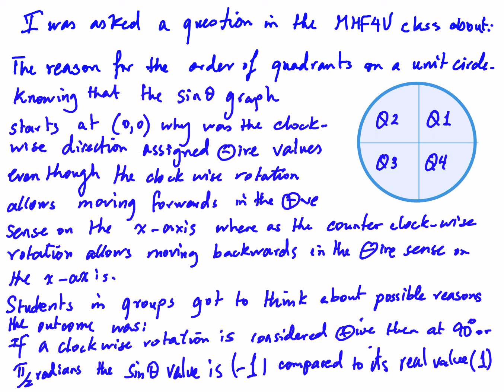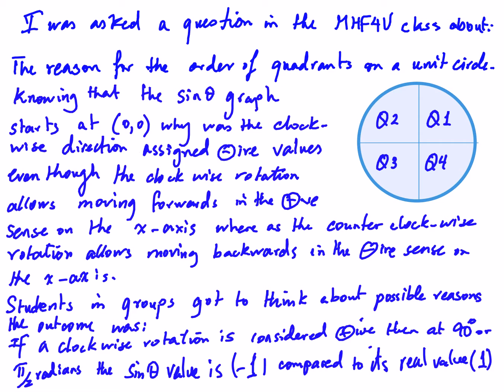I was asked a question in the MHF4U class about the reason for the order of quadrants on a unit circle. Knowing that the sine theta graph starts at (0, 0), why was the clockwise direction assigned to give negative values for angles, even though the clockwise rotation allows moving forward in the positive sense on the x-axis, whereas the counterclockwise rotation allows moving backwards in the negative sense on the x-axis?